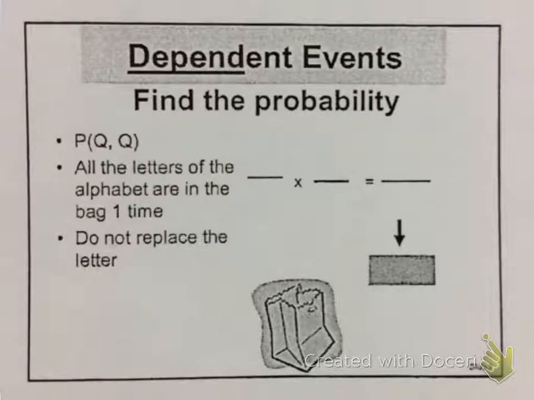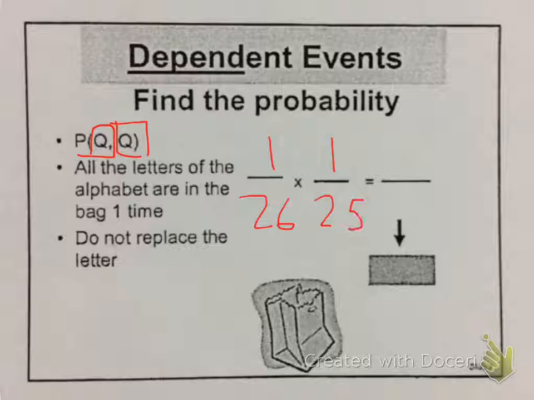The last one, dependent event, finding the probability. We're going to find the probability of getting a Q and then getting a Q a second time. So the first time you would have 1 out of 26. The second time would be 1 out of 25. So you'd have 1 out of 650.